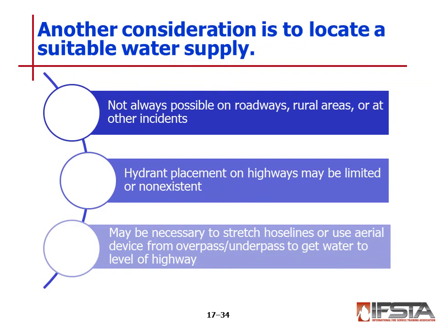Another consideration for the driver operator is to locate a suitable water supply. Not always possible, since there may be limited availability on the roadways, in rural areas, and at other incidents. Hydrant placement on highways may be infrequent or non-existent. It may be necessary to stretch hose lines or use an aerial device from an overpass or underpass to get water to the level of the highway.